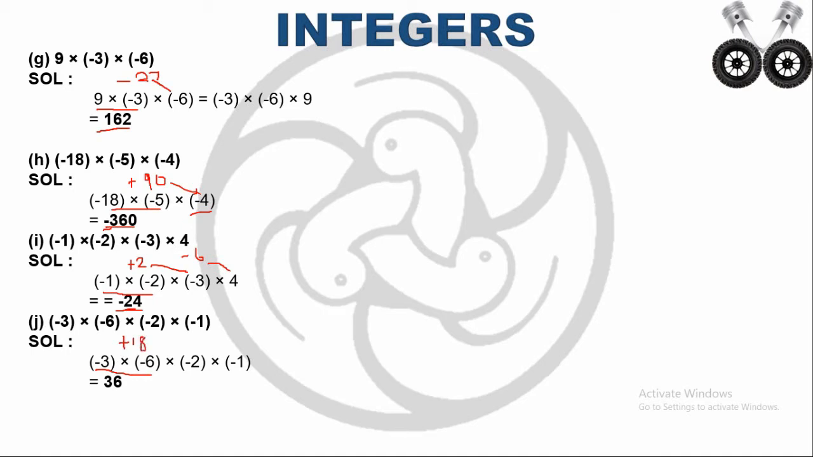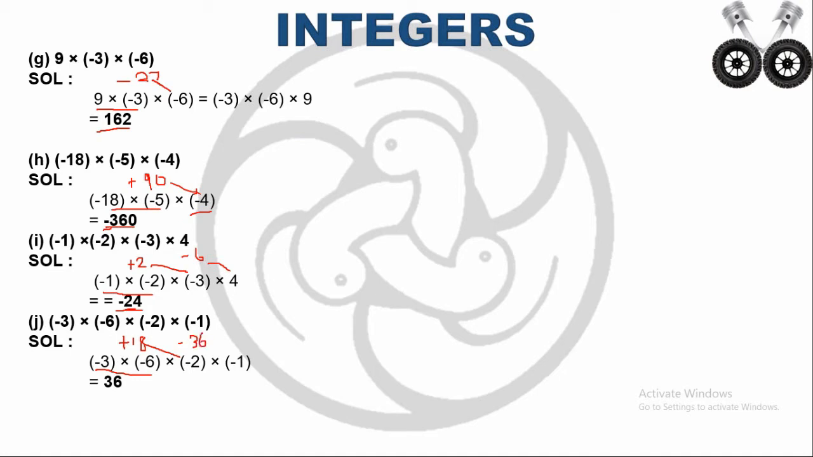Then plus 18 is multiplied with minus 2. Again these two integers are having the different sign. That means I have to put the negative sign. Then 18 into 2, we will get the answer as 36.